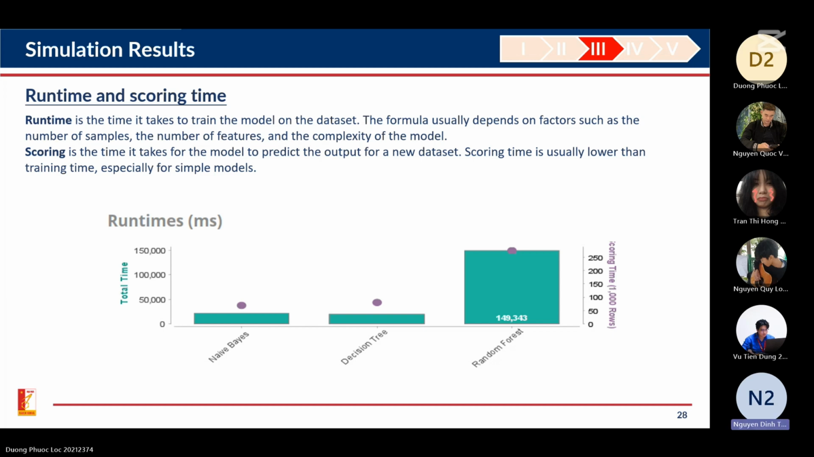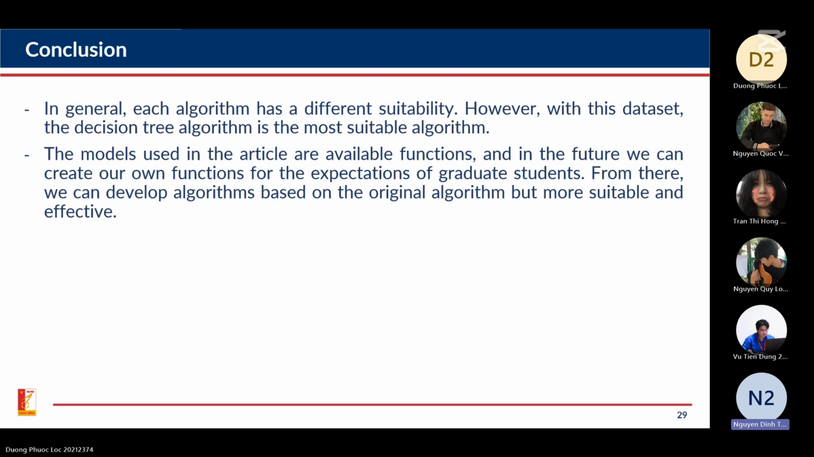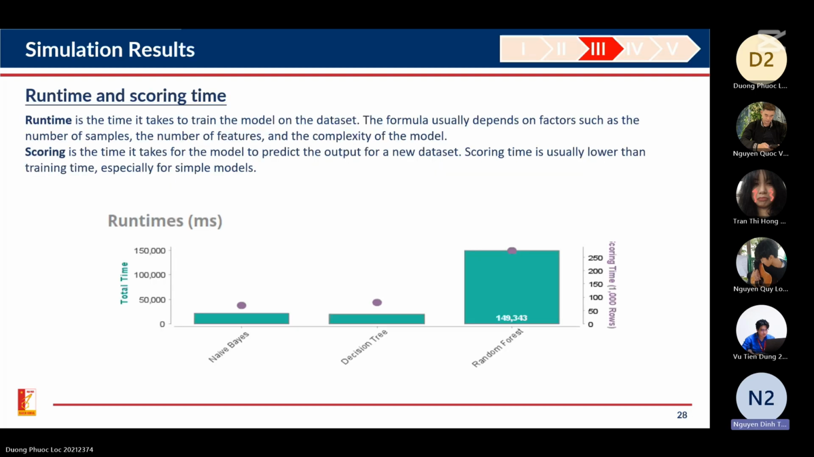Here, the green one is total time, and random forest has the highest total time. The purple point is scoring time, and random forest has the highest scoring time too. So decision tree and Naive Bayes are more efficient.